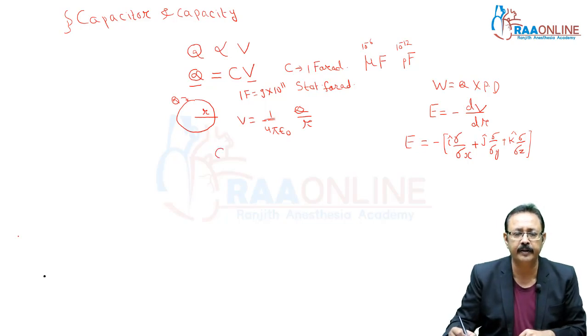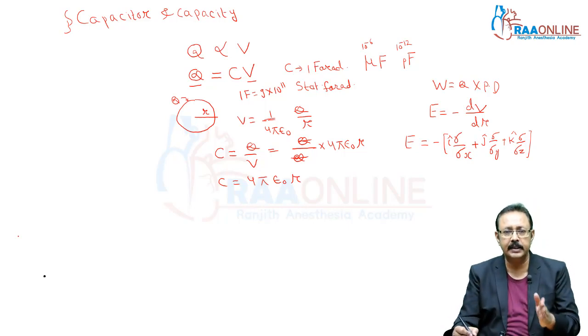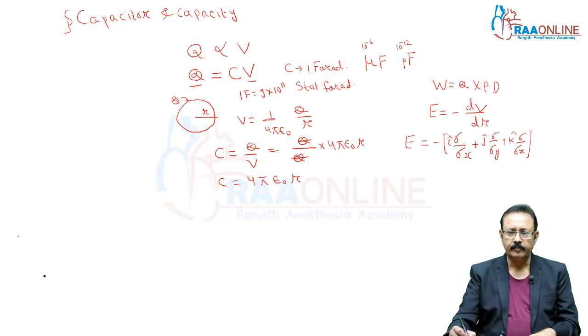But C is Q by V. So the capacity of this spherical conductor should be Q divided by Q upon 4 pi epsilon naught R, so the fraction goes in the numerator. So what are we getting? C is equal to 4 pi epsilon naught R. We are getting C equals 4 pi epsilon naught R. So it means the capacity of a conductor is directly proportional to its radius.